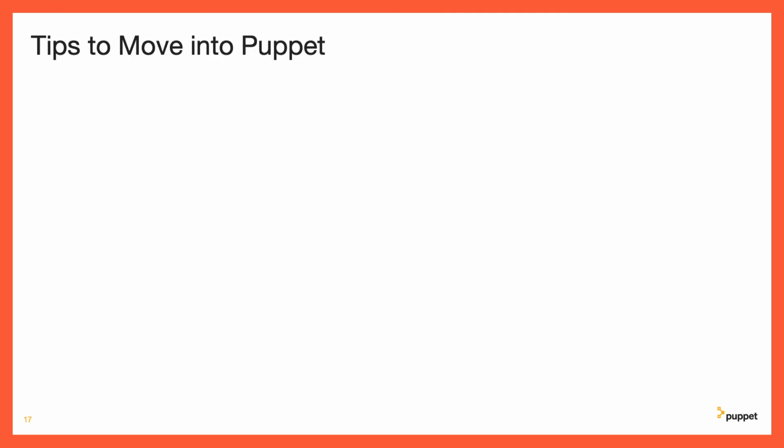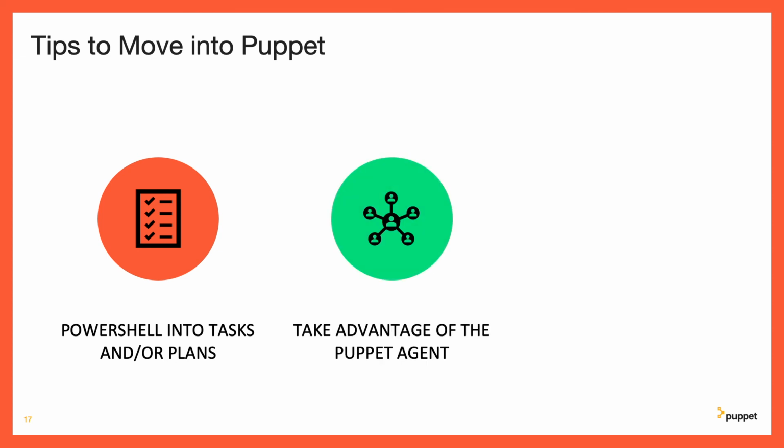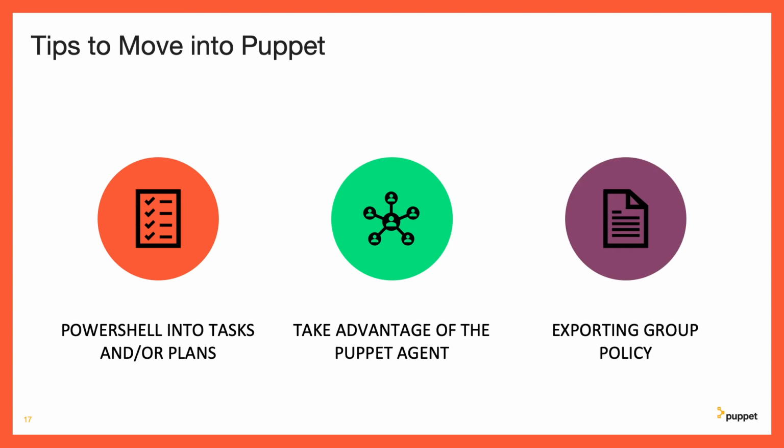So some tips for how you can get started with Puppet quickly. The 3 big ones here I'll talk about. So one I just kind of went over, PowerShell into tasks or plans. Second is to take advantage of that Puppet agent and the information it can bring back to you. And the third is to export your group policy and start bringing that into the fold in Puppet.